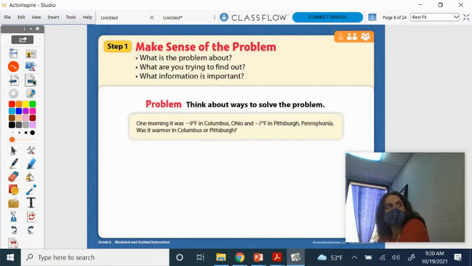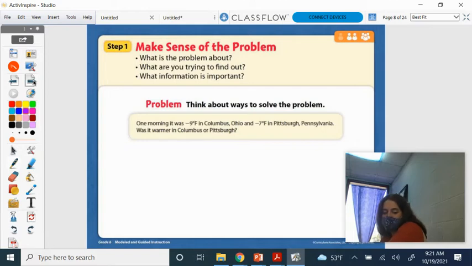That's freezing. What's the problem about? Gabriel? The temperatures in Columbus, Ohio, and Pittsburgh, Pennsylvania. It's just the temperatures. One morning it was -9 in Columbus, Ohio, and -7 in Pittsburgh. Was it warmer in Columbus or Pittsburgh? Danica? What are we trying to find out?